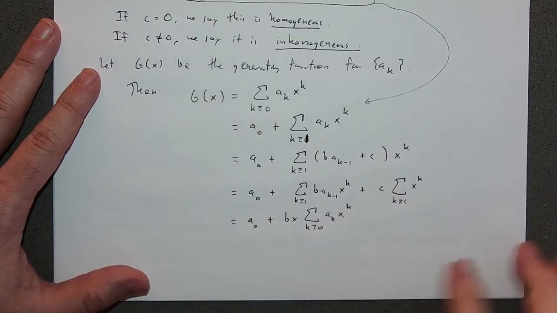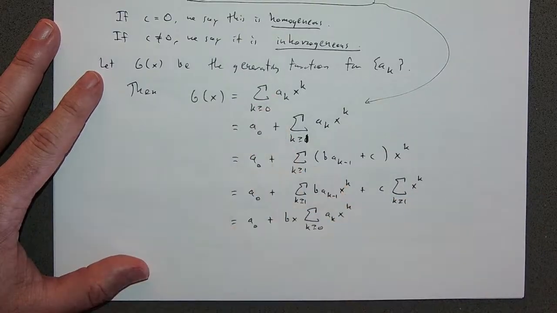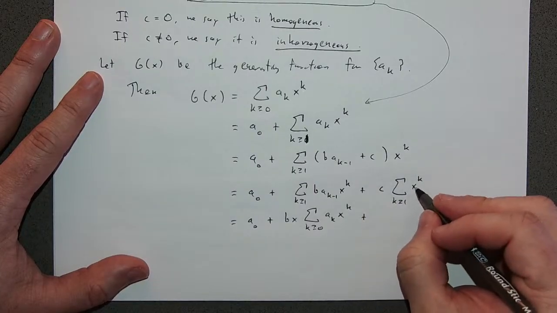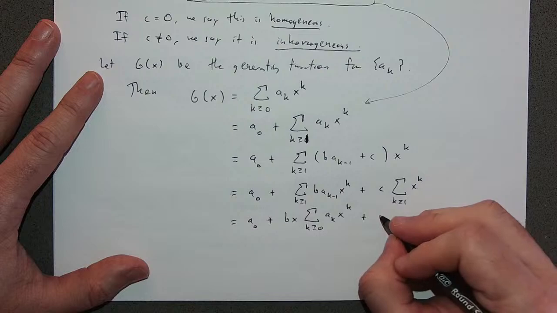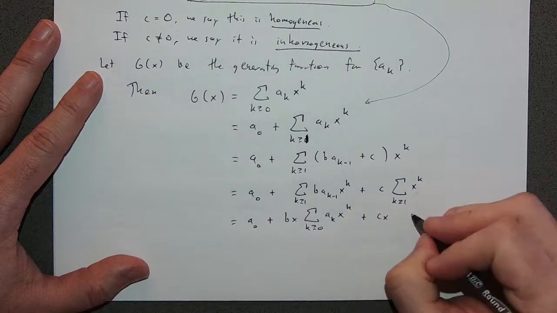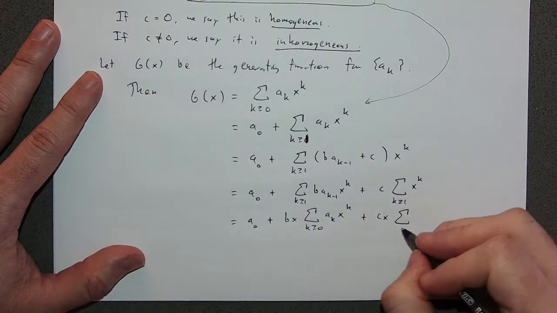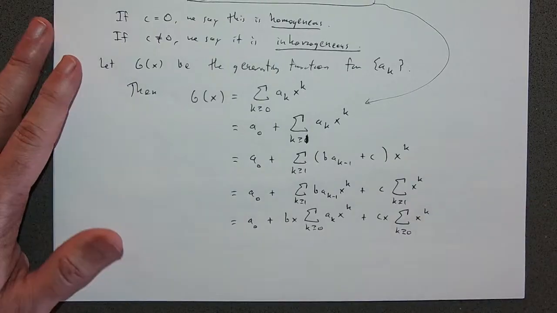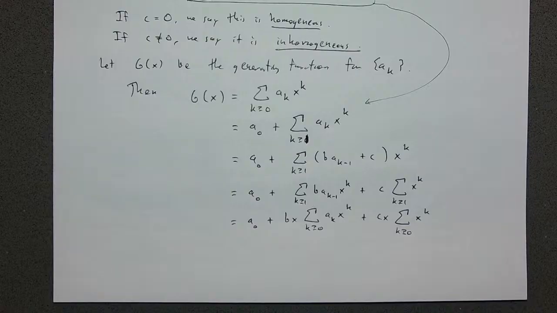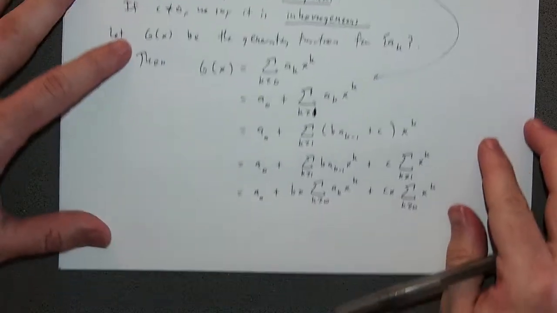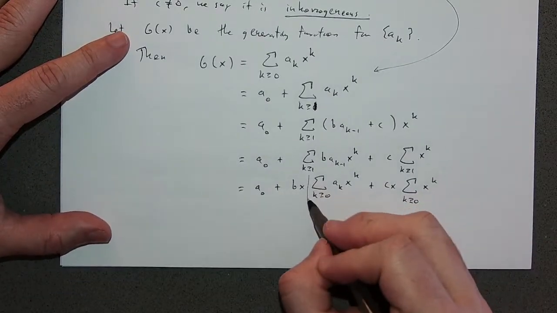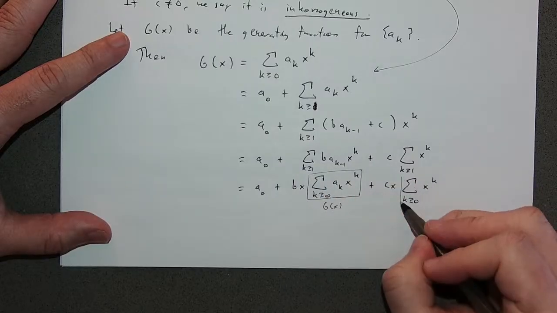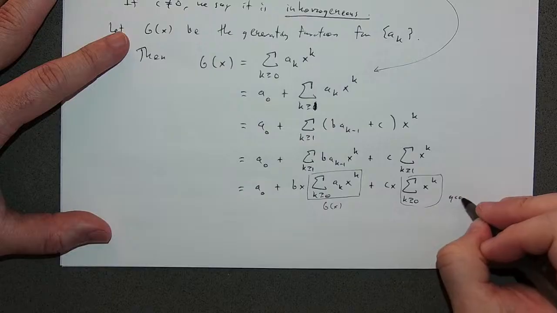The reason why we're seeking this is exactly what g is. Plus, I'm going to put this starting at 0 and move a copy of x outside. So this would be cx times the sum k greater than or equal to 0, x to the k. So here, this is g, and this is a geometric series.